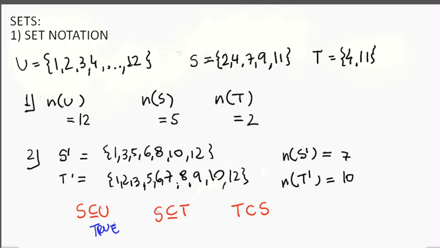Now, second one, is S a subset of T? So let's see, is S a subset of T? No, I've got things in S which are not in T. So this is false. Alright? Now, is T a proper subset of S? Well, it is. It's got 2 elements, 4 and 11, and they are both in S. So this is true. Okay? And there you go.